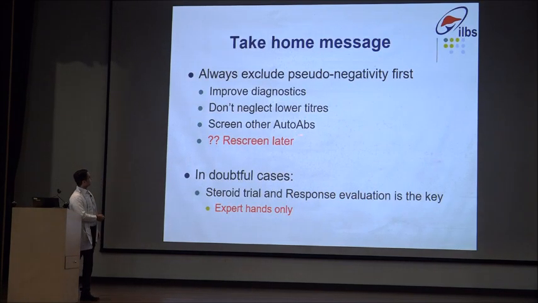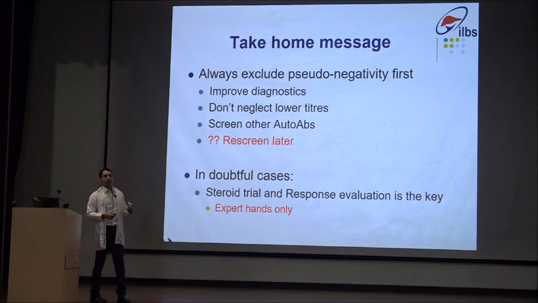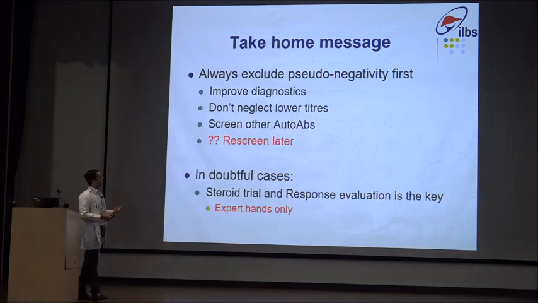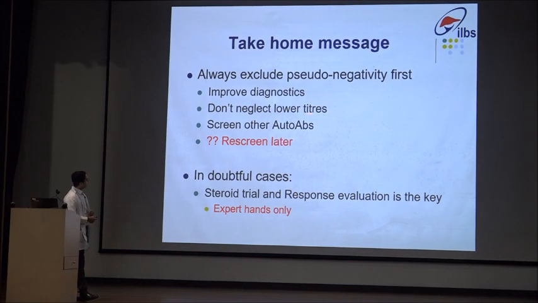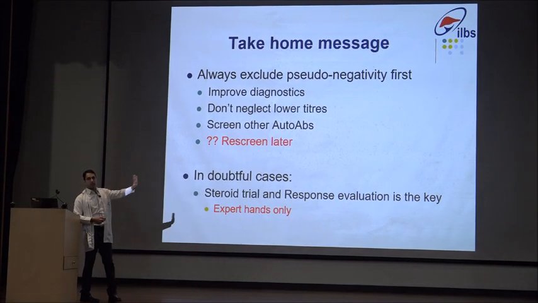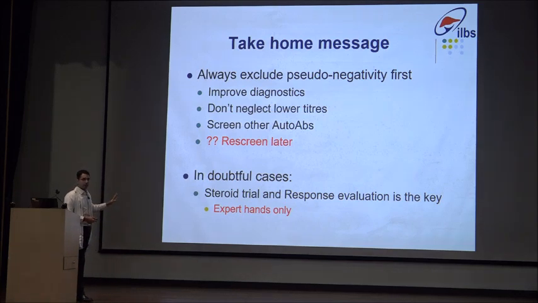So include seronegativity first. You need to improve your diagnostics. Do not neglect lower titers. In adults, the titers they are using for ANA, SMA are 1:80, 1:40, but in children we use 1:20, 1:10. We go down because any titer in children is significant. You should screen for other autoantibodies, not just restrict yourself to ANA, SMA and LKM1. You may screen later. We do not believe in this.